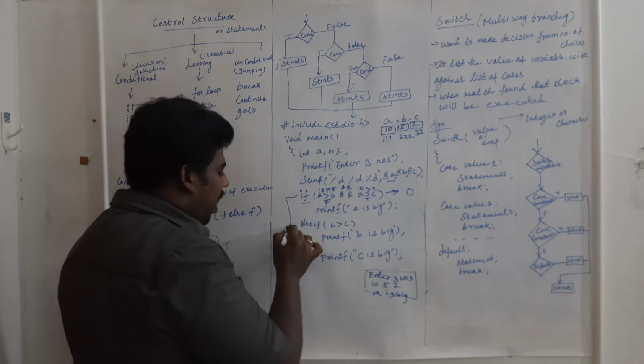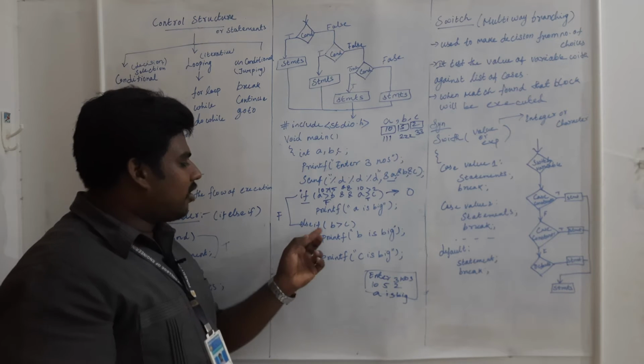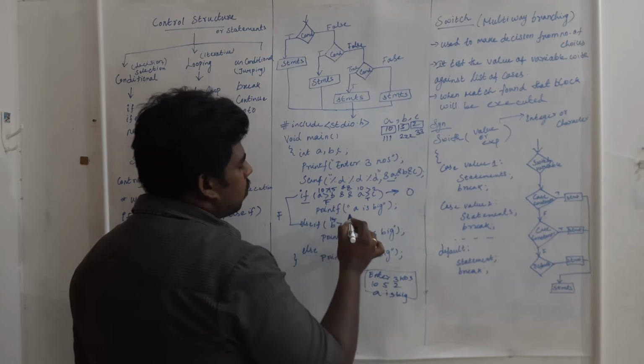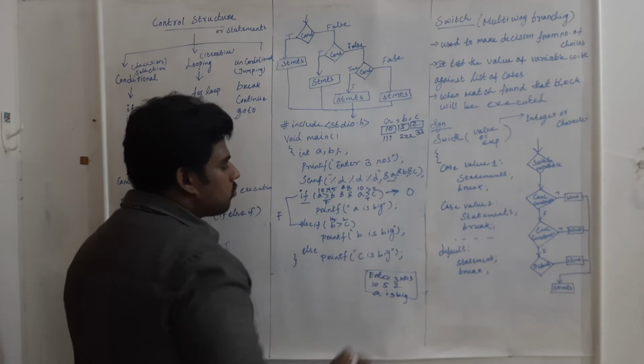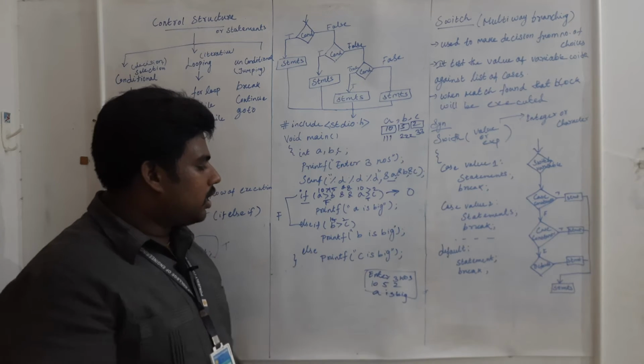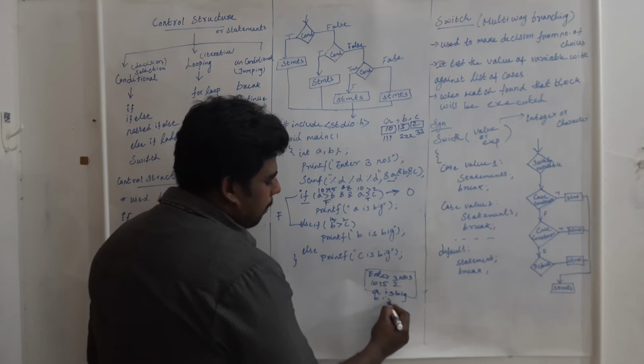If the condition is false, it will check the second else if. Else if B greater than C. What is B value? 15. What is C value? 2. So the condition is true. At that time, if it is 15, it will print B is big.